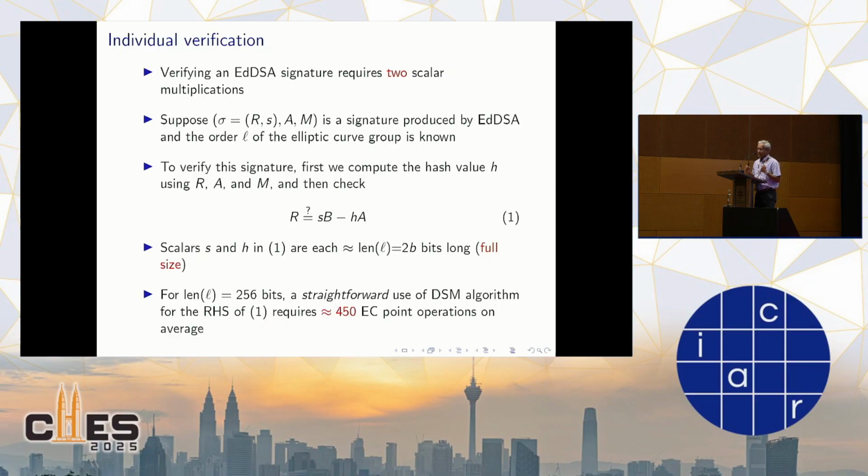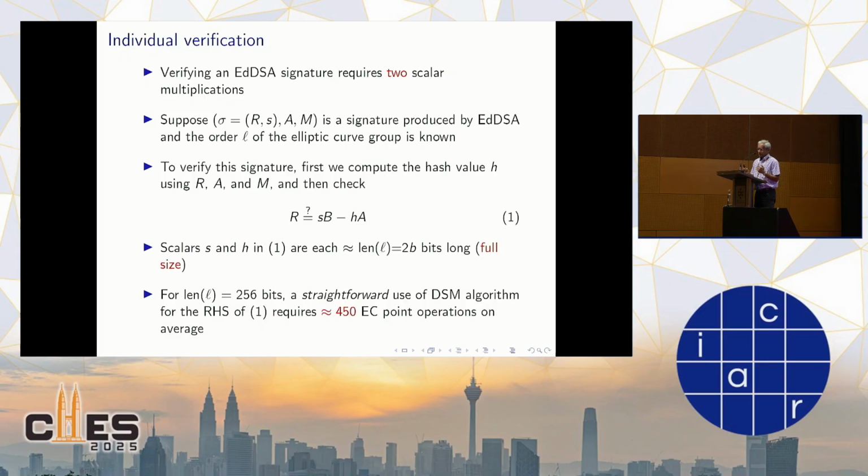So if you want to really improve the performance of this kind of signature verification using DSM algorithms, then one way to do it is to reduce the number of doublings involved here. And to reduce the number of doublings, an easy way is to reduce the length of the scalars. And here the scalars are S and H. So if you can reduce the length of the scalars, then we should be able to reduce the number of doublings, and we should see an improvement in the performance of signature verification.